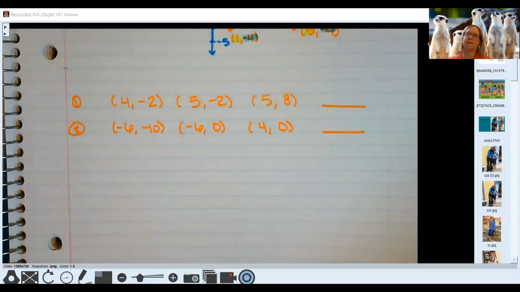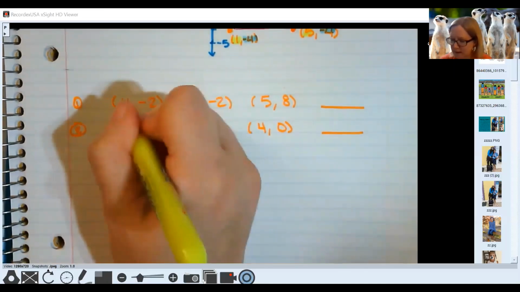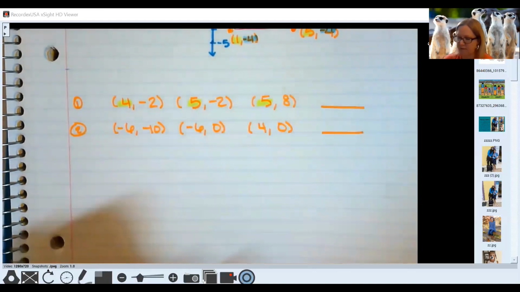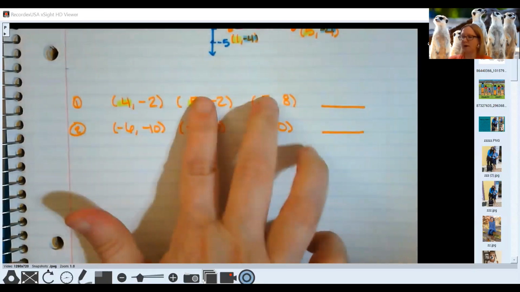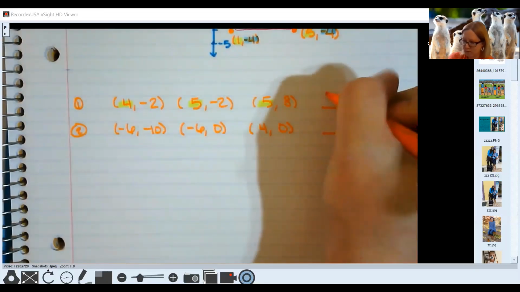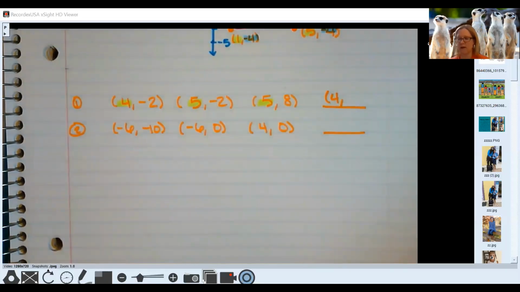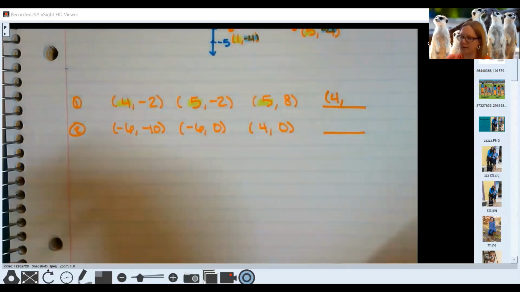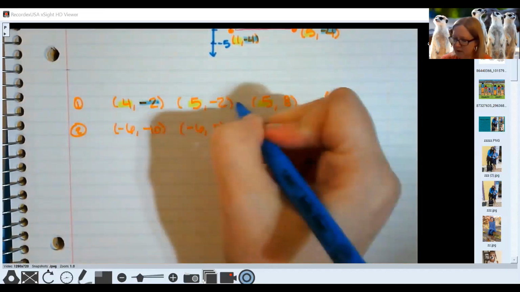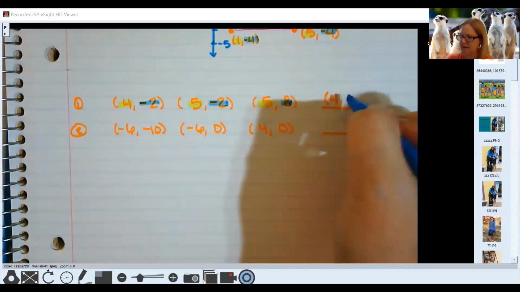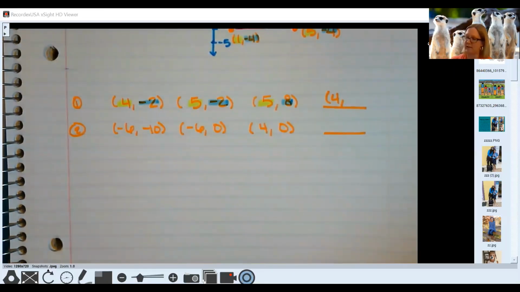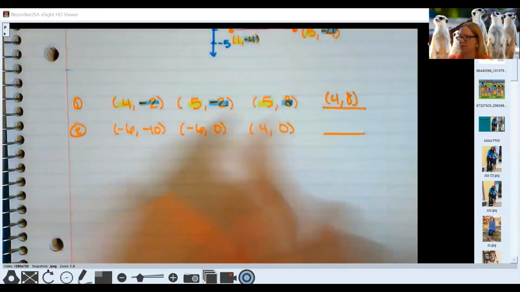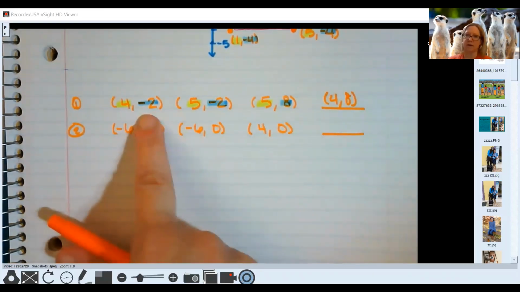Again, you've got 2 pairs of x coordinates, 2 pairs of y coordinates. So on my x's I have 4, 5, 5. So I have 2 5s, that means I need another 4. And then for my y coordinates, I have a -2, another -2, an 8, and that means my next one would have to be 8. So the last ordered pair here would be 4, 8 in order to make a rectangle.